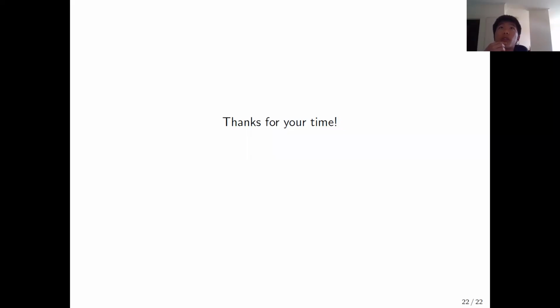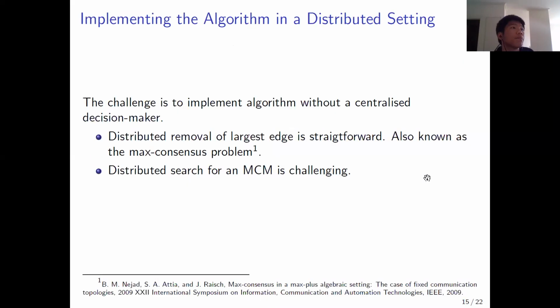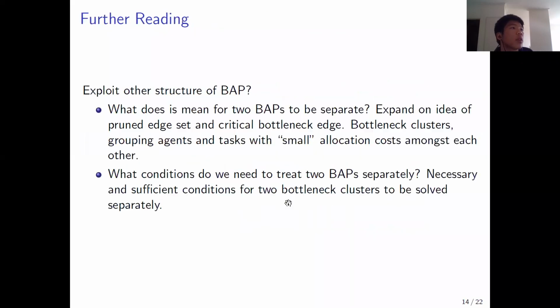Let me think. So the minimum consensus part. If I go back, let's go back up here. So the augmenting path search, because we've already removed all these larger edges, if you recall, where is it?